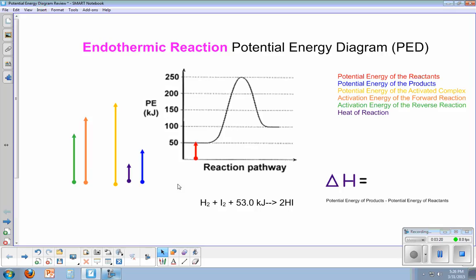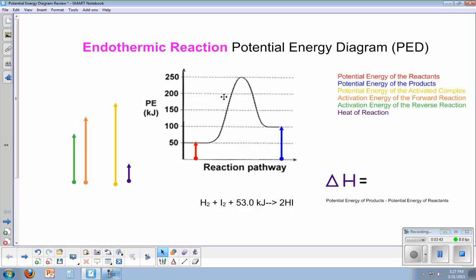Now, how much energy do my products have? Well, they have from 0 to 100. That's going to be the blue arrow. So I'm starting with 50, and I ended with 100 stored in my products for the forward reaction. So what is this guy right here? What happened from start to finish? We didn't just go straight across.